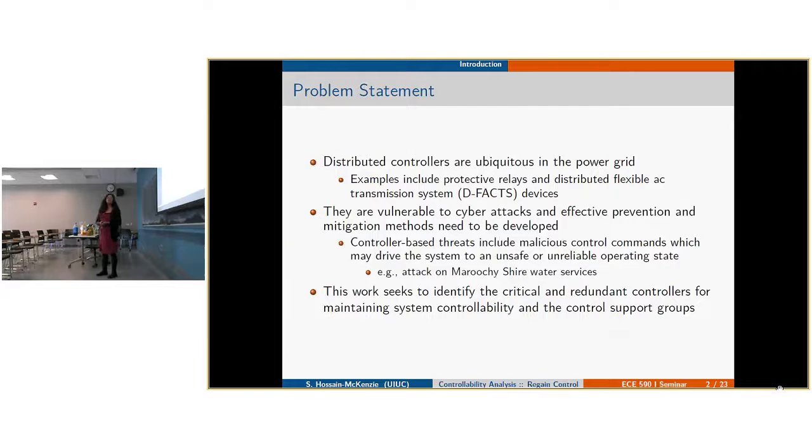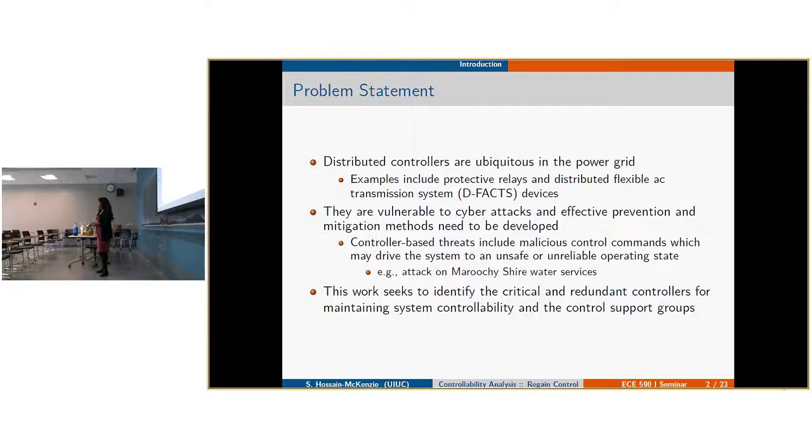So just to start out, of course, distributed controllers are everywhere in the grid and are integral to the function and operation. Examples include protective relays to distributed flexible AC transmission system devices, such as DFACs, that are used for power flow control. However, they are vulnerable to cyber attacks, and as such, we need to develop effective prevention and mitigation methods.